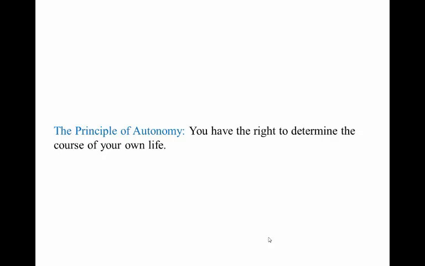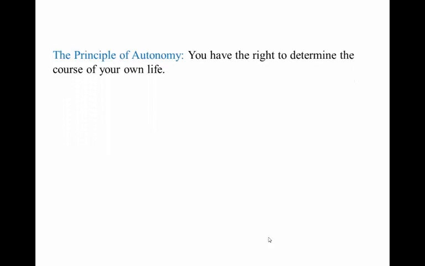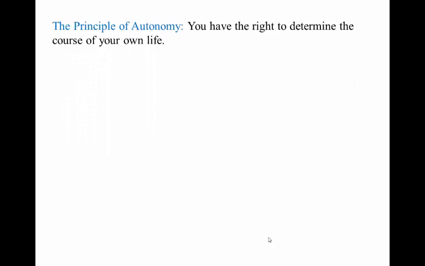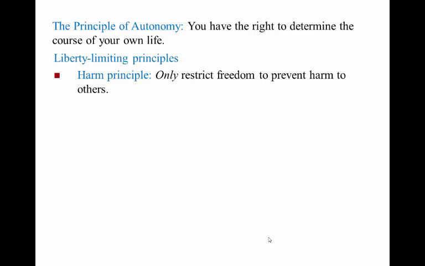This project gives rise to what your book refers to as liberty-limiting principles. These are discussed on page 46. The most generous principle covering the limitation of autonomy, and the one that gives the most free rein to individuals, is Mill's harm principle. Mill's harm principle says you can only restrict freedom to prevent harm to others.